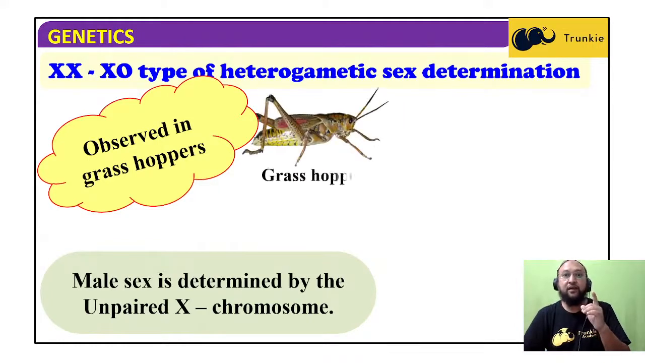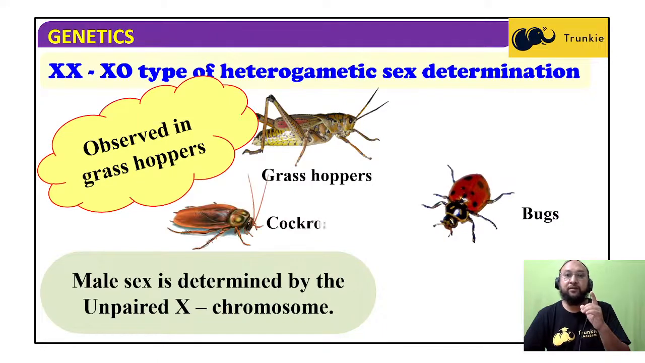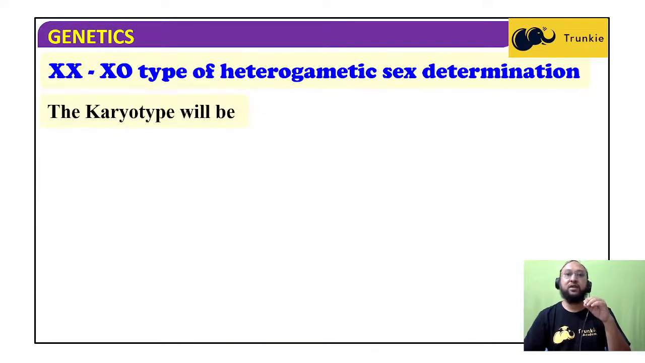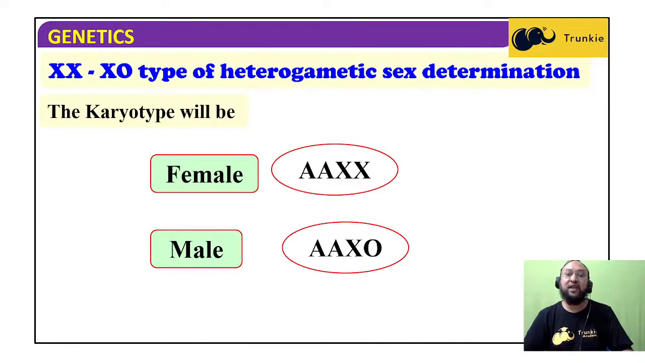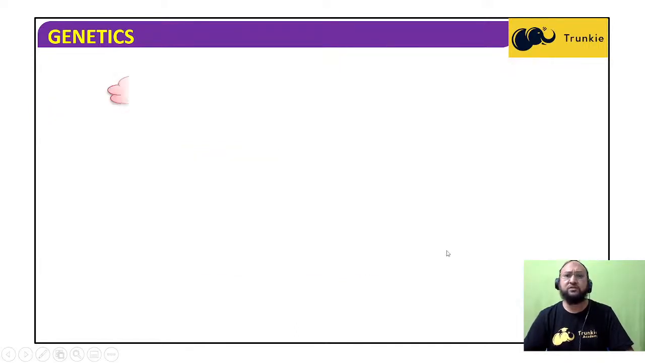If it is unpaired, like in grasshoppers, cockroaches, bugs, if they have only one X chromosome, X0 meaning unpaired, then they will be male, and if there are two X chromosomes, XX, then they will be female. So the female will be AA autosomes plus XX, and the male will be AA plus X0. Only one X means it will be male. This is the type of heterogametic sex determination in some insects like grasshopper, cockroach, bugs, etc.